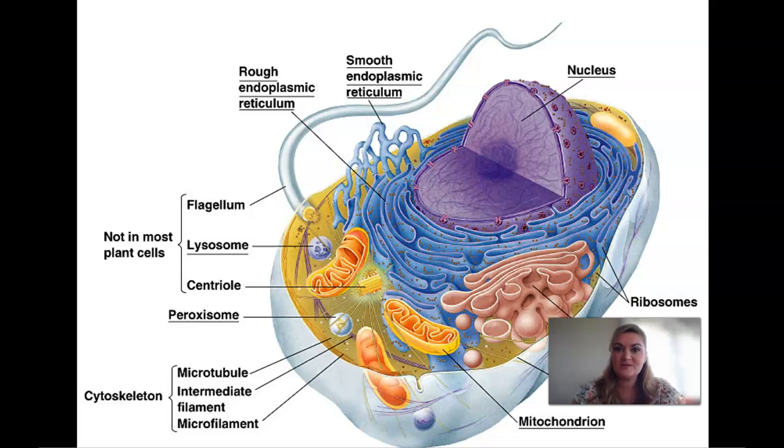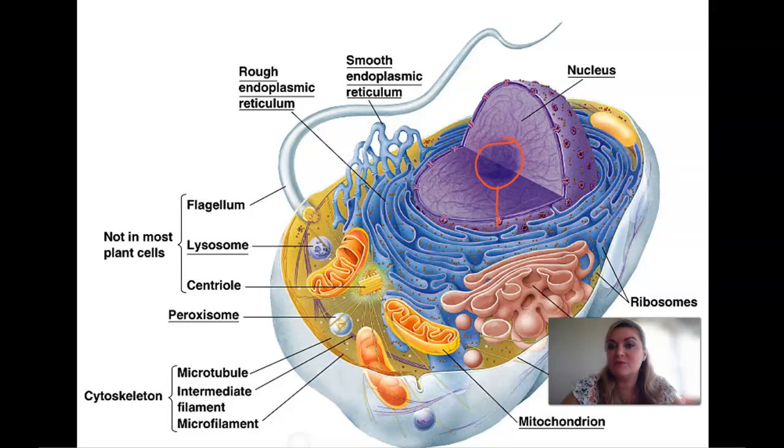Also inside of the nucleus, you're going to have a nucleolus. And so that's going to be this little structure here. The nucleolus is going to be responsible for making things like ribosomes. Those ribosomes will then exit the nucleus, go through these nuclear pores, and out into the cytoplasm.